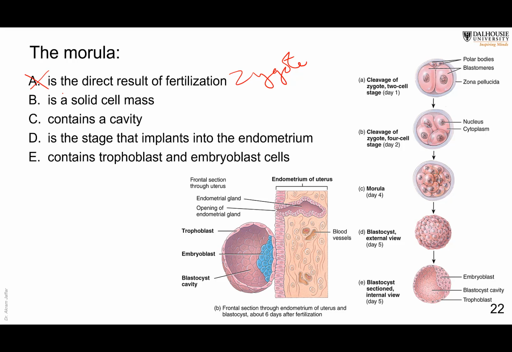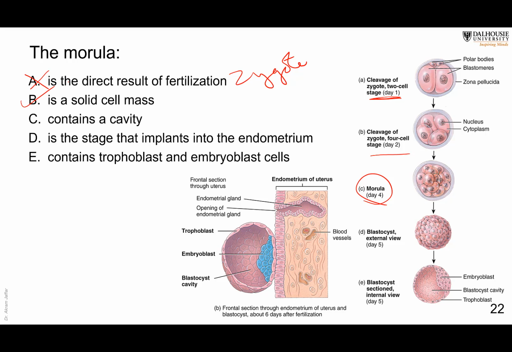What happens after the zygote is formed is that there will be cleavage of the zygote into the two cell stage, as you can see here, and then another cleavage to the four cell stage, and then the morula is formed at day 4. And as you can see here, it is formed from rapid mitotic cell division of the embryo during cleavage, and it is a solid ball of cells. Morula means mulberry, so it's a solid ball of cells. Solid ball of cells, this would be a correct choice here.